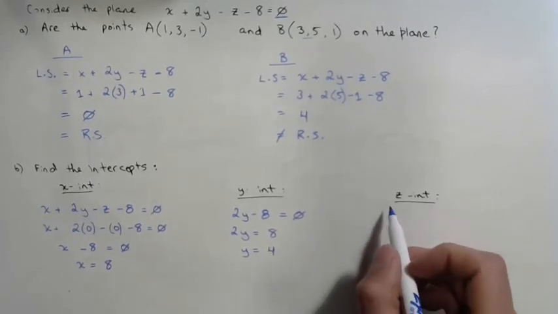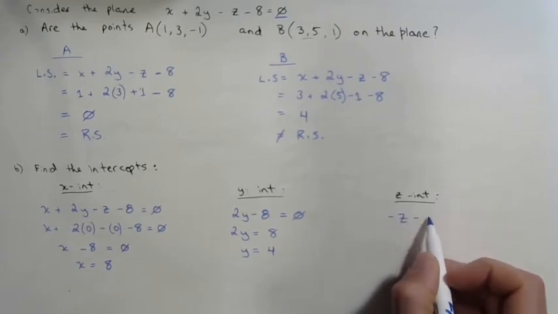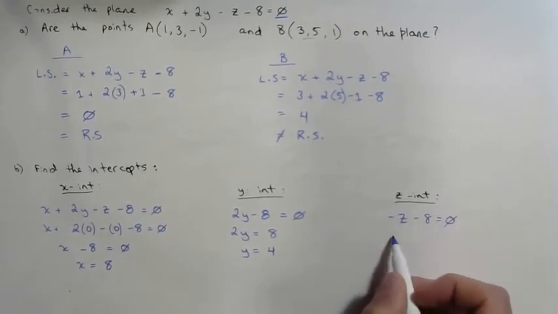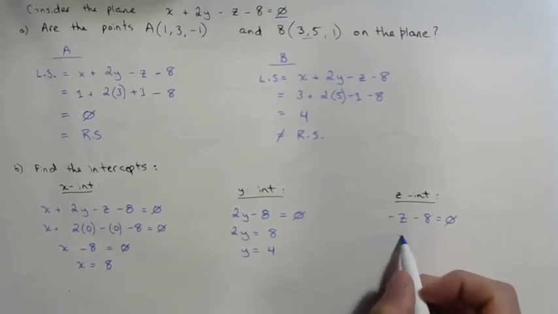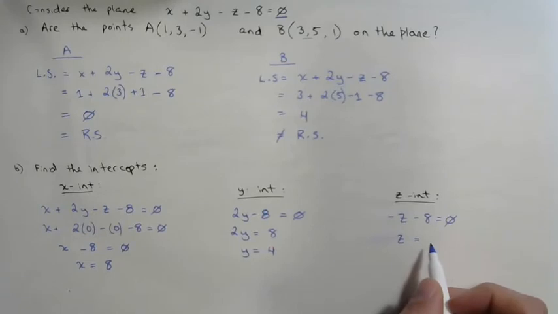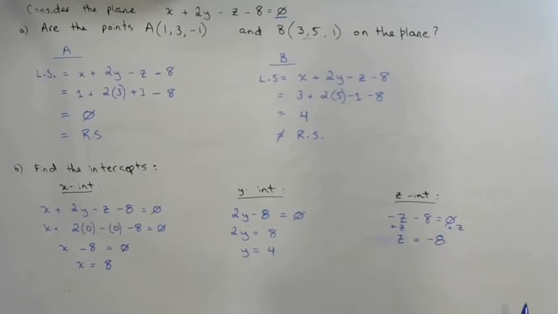For the z-intercept, we're going to do the same thing. We're left with negative z minus 8 equals 0. Negative z, maybe I'll do it the other way so I can do it in one step. That's just going to give me z equals negative 8. I'm going to be adding z to both sides there. z equals negative 8, so that is our z-intercept here.